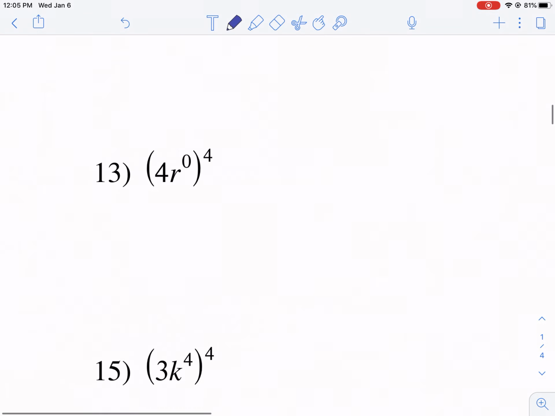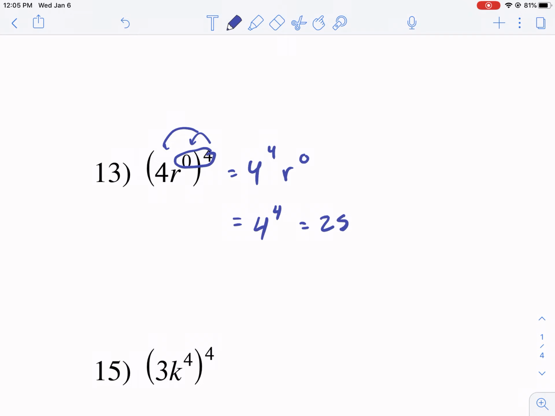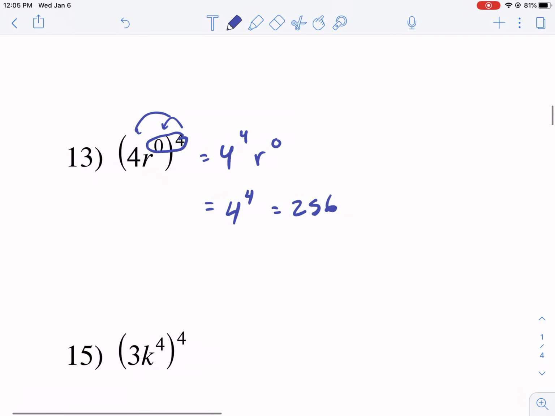More of these. We distribute this 4, so we get 4 to the 4th power, and then 0 times 4, power raised to a power multiply, we get r to the 0. That's just 1, so we just get 4 to the 4th power. I think that's, what is that, 4 times 4, 16, 64, 256? Pretty sure it's 256. Could be mistaken. I think it's 72. It is 72. So we get 72 for our answer.